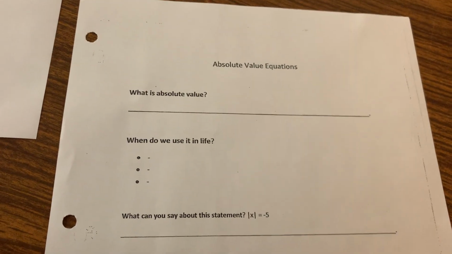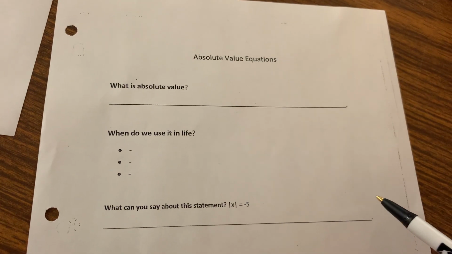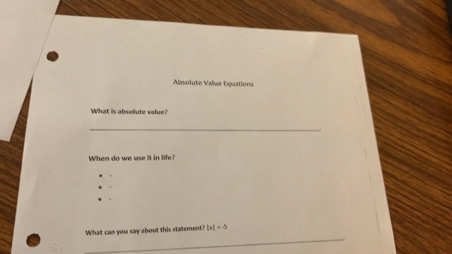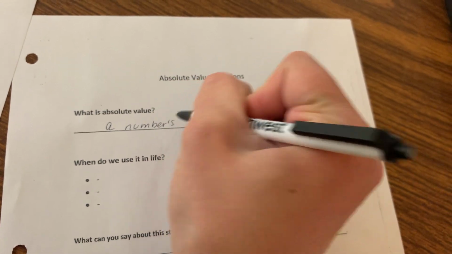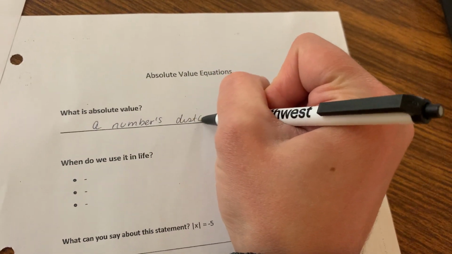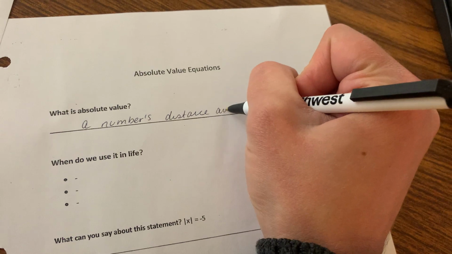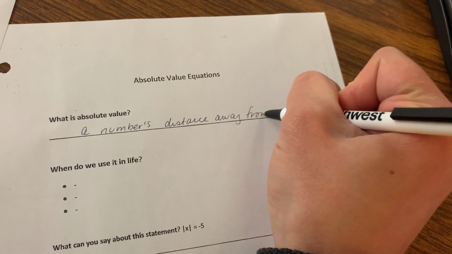Okay, we're still in chapter 2. We were talking about absolute value equations. It says, what is absolute value? Absolute value is a number's distance away from 0.